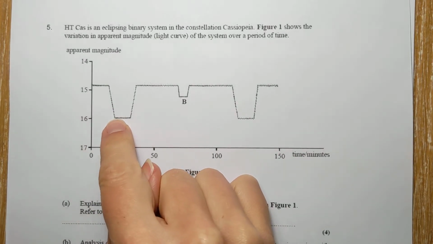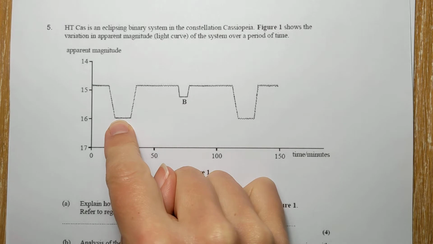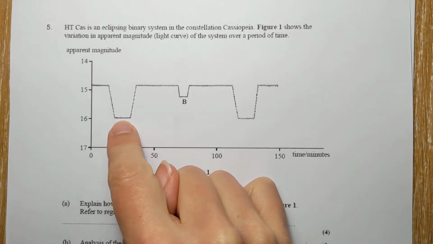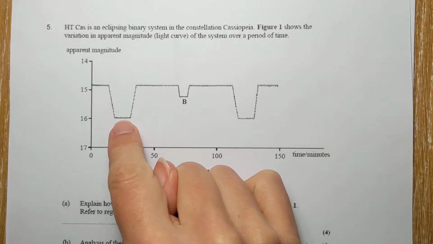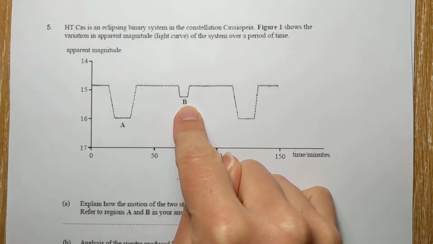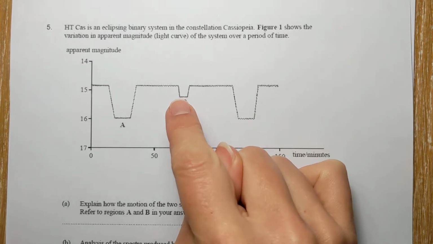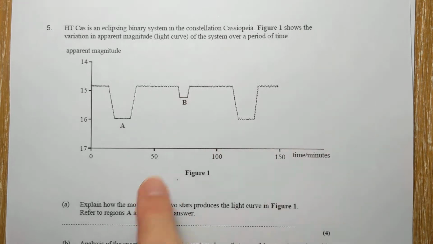And then here, where we've got the biggest drop in brightness, that needs to be when the dimmer star is blocking the light from the brighter star. And then the smaller drop, that needs to be when the brighter star is blocking the light from the dimmer star. So that's what's going on.